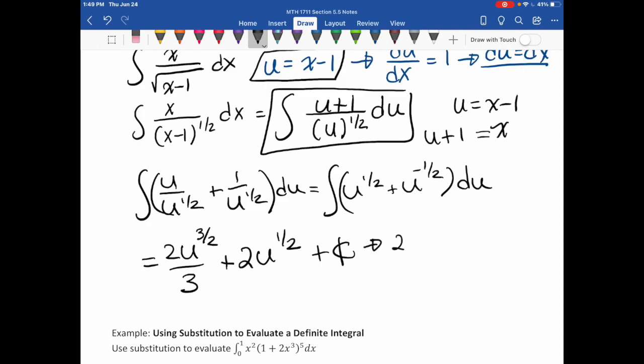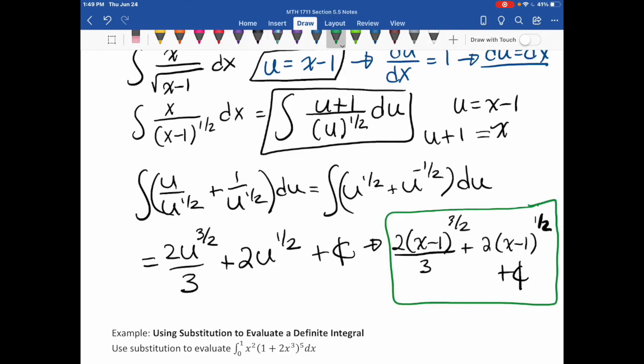So now I have to go back and substitute everything back in. So I had that u was x minus 1. And I have to substitute u in here as well. And then my plus c. So this is my final answer. Unless, of course, you want to combine those fractions and try to simplify further, but leaving it like this is fine with me.